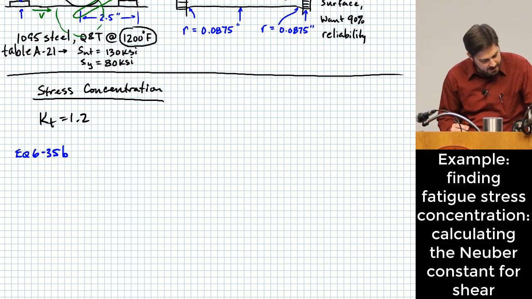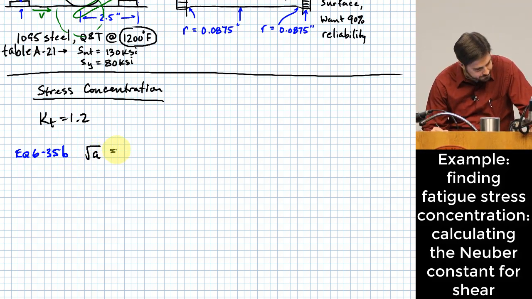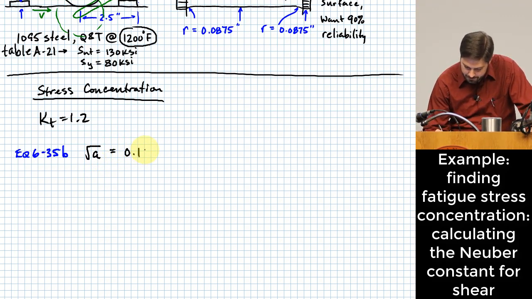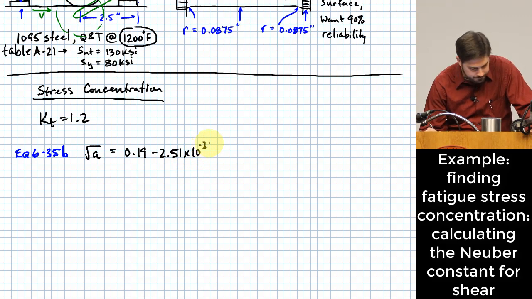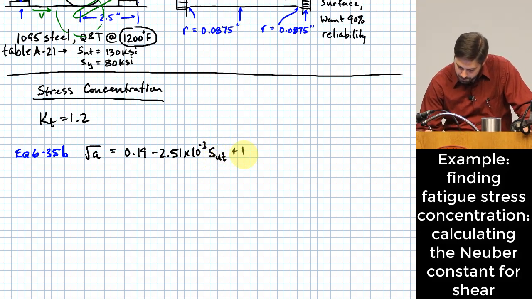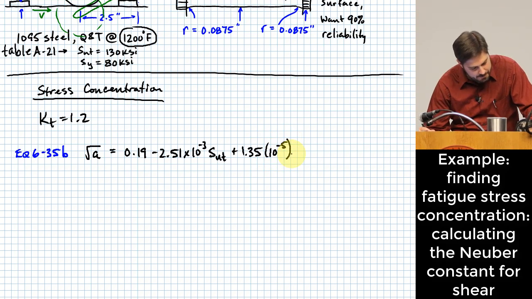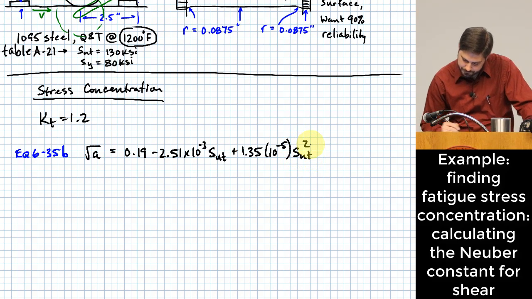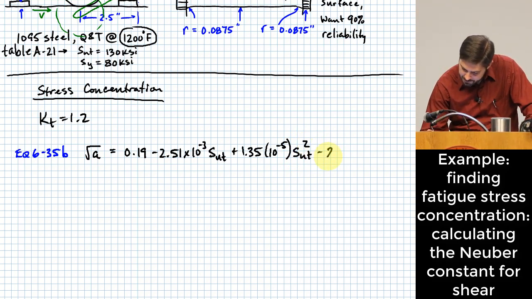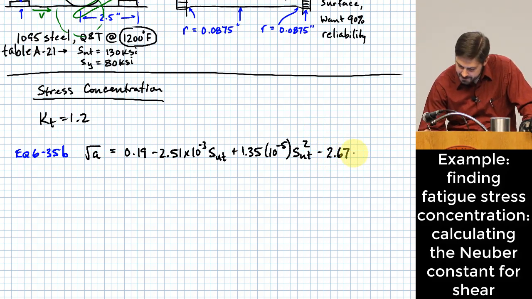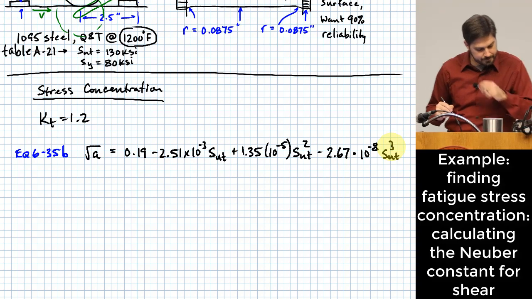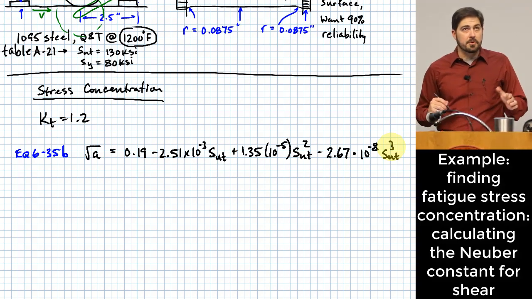Equation 635b says that the square root of a, and that's the Neuber constant again, is equal to 0.19 minus 2.51 times 10 to the minus third times S sub ut, plus 1.35 times 10 to the minus 5 times S sub ut squared, and then minus 2.67 times 10 to the minus 8 times S sub ut cubed. And what we do is we take our ultimate strength value.